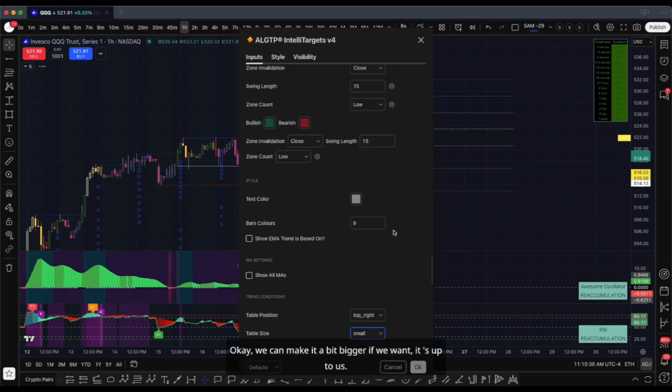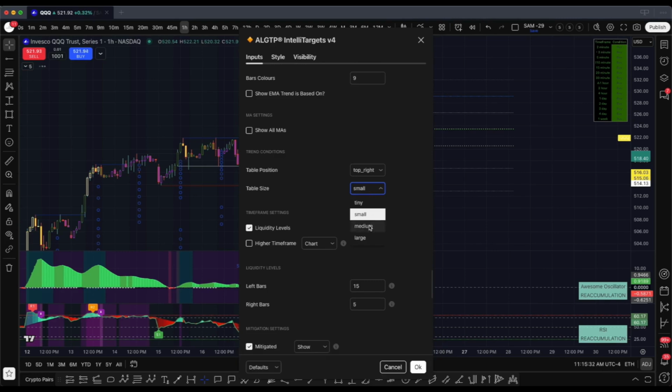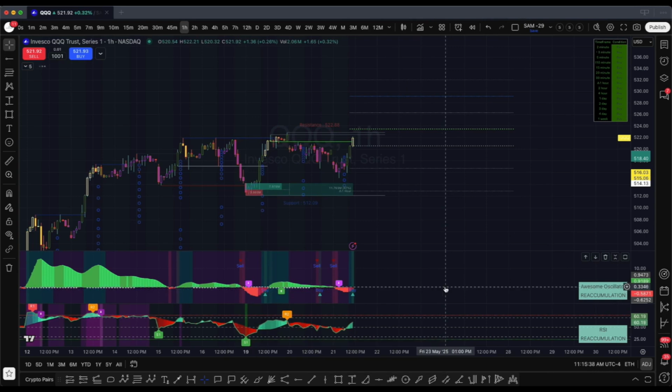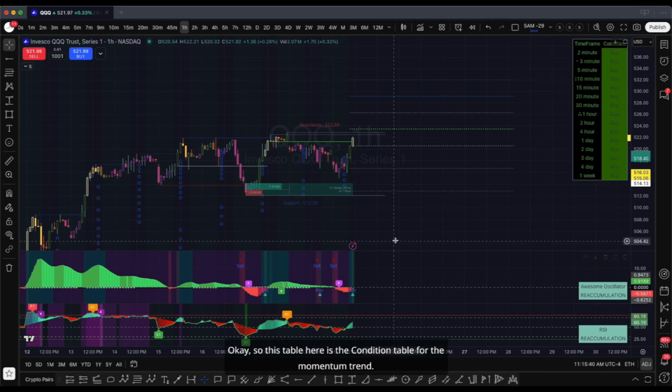Okay, we can make it a bit bigger if we want. It's up to us. So for example, if you like it bigger so you can see it more clearly, you can set it to medium size. Okay, so this table here is the condition table for the momentum trend. Today, we're looking at this table. Okay, let me explain this table.